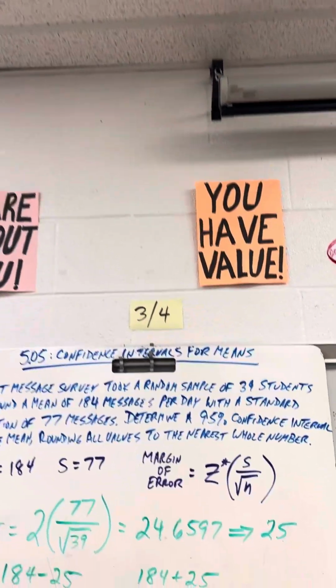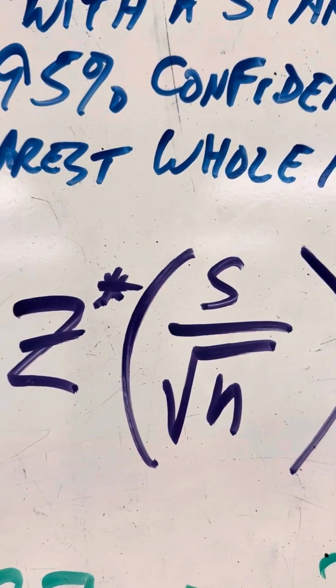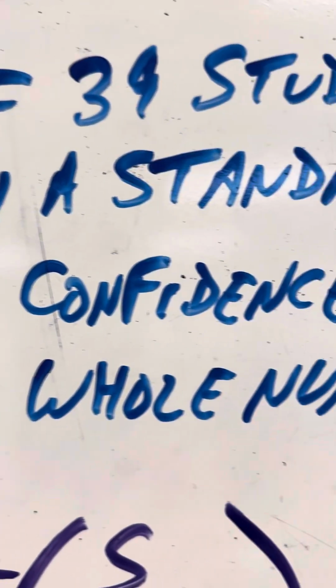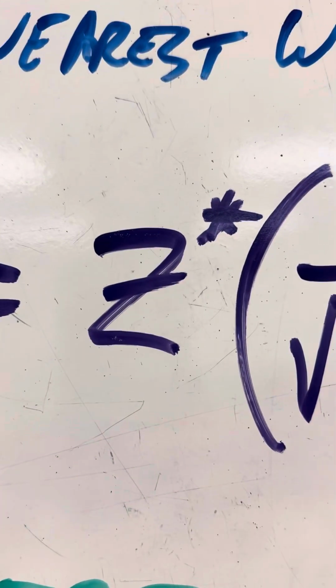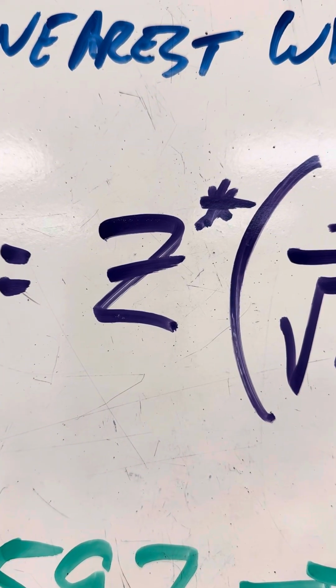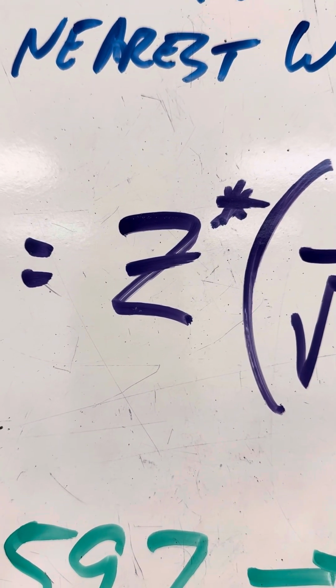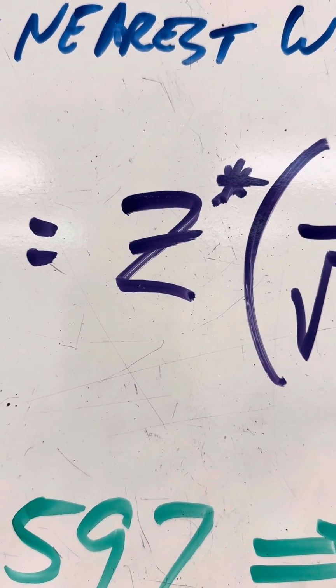Okay, so we're going to use this formula here, margin of error. This z-score, since we have a 95% confidence interval, okay, 95%, this z is going to be 2, right? And each one of the problems in this Delta Math assignment is going to be a 95% confidence interval, so this z will always be 2.